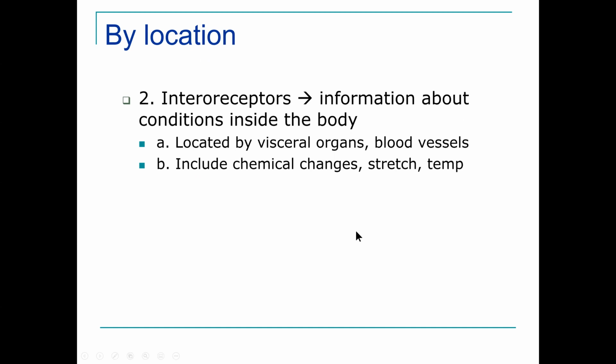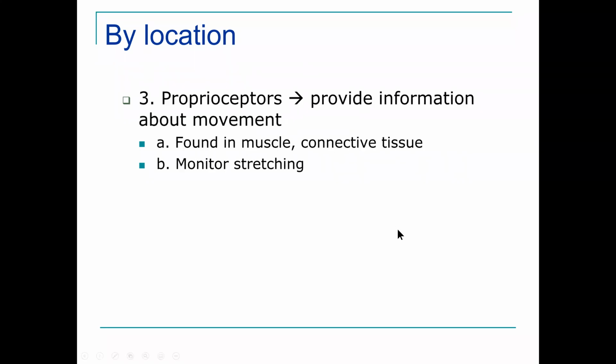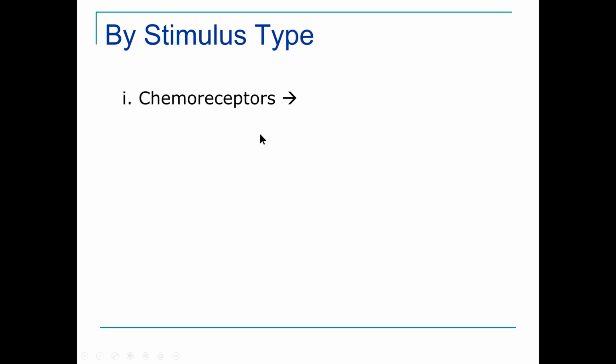You get interior receptors located by visceral organs and blood vessels, sensing chemical change, stretch, and temperature. We have receptors in our joints. We have receptors in our muscles. Is our muscle being stretched too much? Proprioceptors provide information about movement. They're found in the muscles and connective tissue, and monitor stretching.